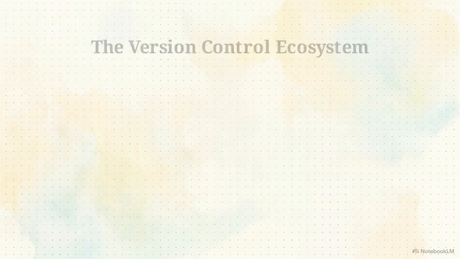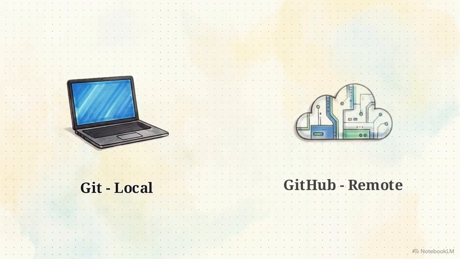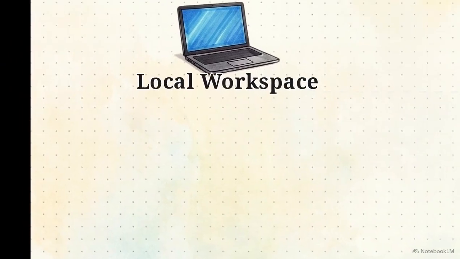This diagram shows how it connects to the broader world. On the left is Git, your local workspace. On the right, via the internet, is GitHub, a remote hub in the cloud where those local changes are stored, backed up, and synchronized. If we zoom into the local side, the process starts in your working files.